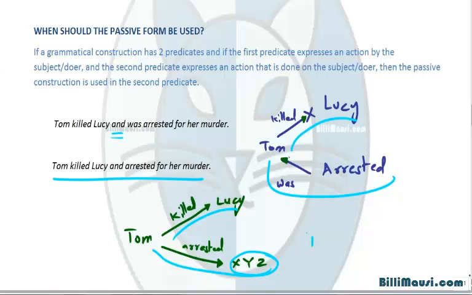So let's see what's written here as the definition. If a grammatical construction has two predicates and the first predicate expresses an action by the subject and the second predicate expresses an action that is done on the subject, then the passive construction is used in the second predicate. So that's what I have just illustrated in this example. Hope you have understood when we need to use passive voice and when it is expected to be correct.